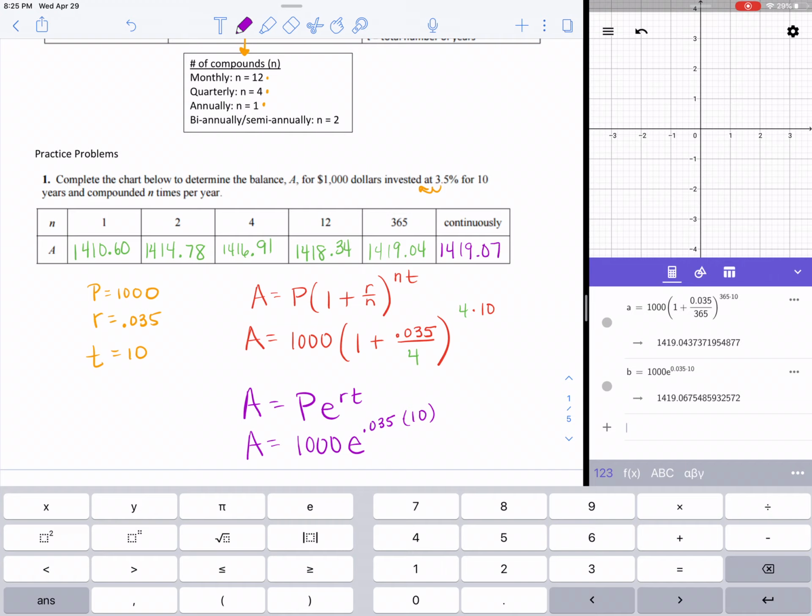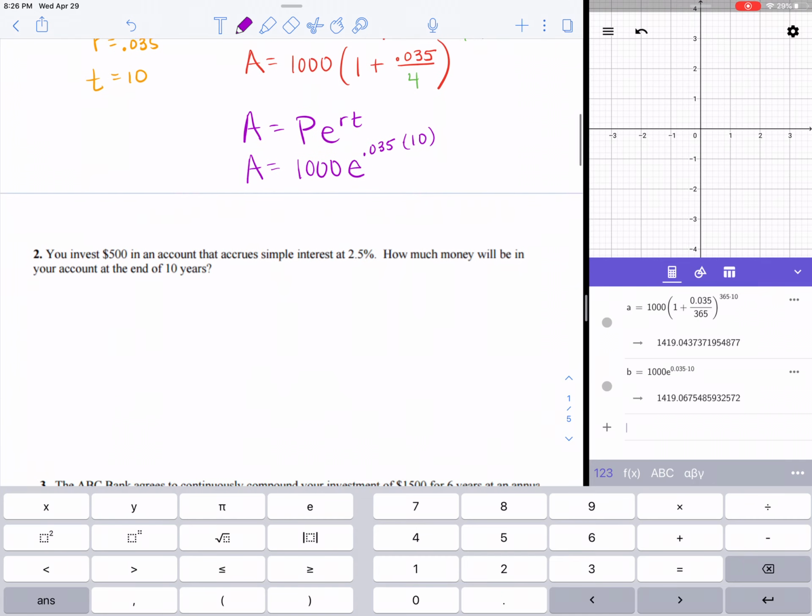And it's such a slight difference between if you compound it every day and you compound it every second. They say second for continuously, but really it would even be more consistent than that. So it goes from 4 cents to 7 cents in 10 years with this situation. So it's a formula that you just have to understand what all those numbers mean when you plug them in.